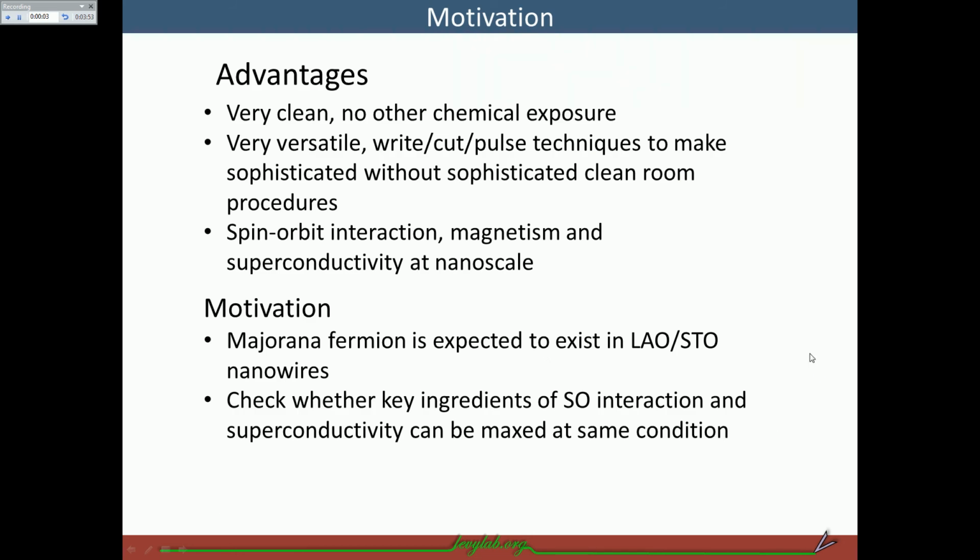Here we have summarized some advantages of these LAO/STO nanowires. First, it's very clean, similar to the original oxide interface. We don't have any chemical exposure, so it's chemically very clean. And this technique is very versatile. We can combine it with the write, cut and pulsing techniques, so we can make sophisticated nanostructures without all the complicated fabrication techniques. And the nanowire has very strong spin-orbit interaction, magnetism and superconductivity.